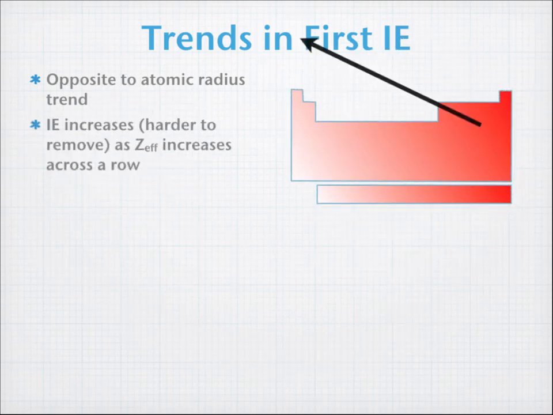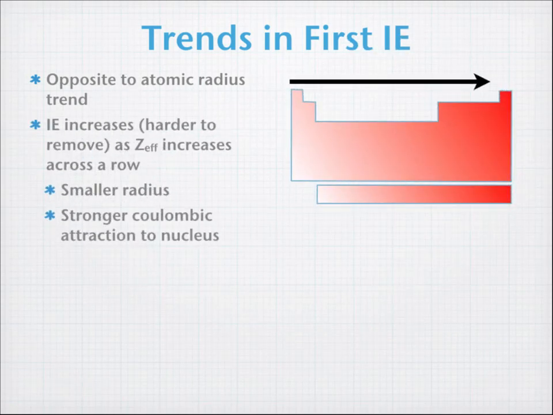The first ionization energy trend is opposite to that of the atomic radius trend, but we're going to find out it's for the same reason. As we move left to right across the period, it gets harder to remove the electron as the effective nuclear charge increases. That's because we have a smaller radius in the atom, and that smaller radius means the electron is closer to the nucleus. We have a stronger Coulombic attraction to the nucleus, and so the electron is held more tightly, and we have a higher ionization energy.